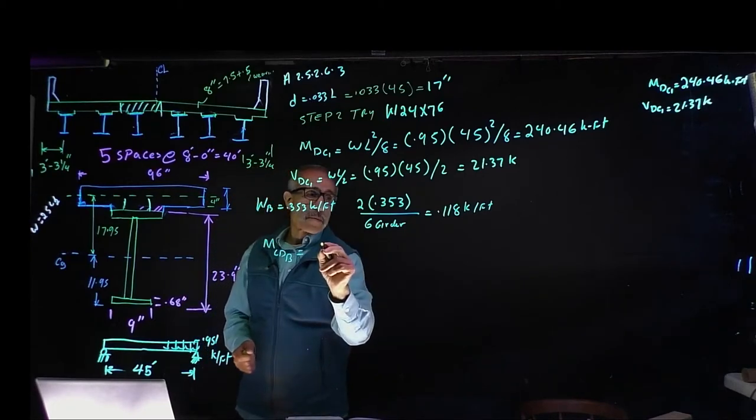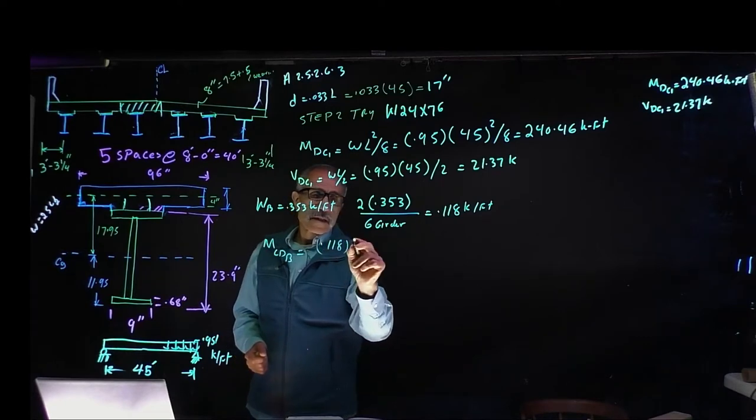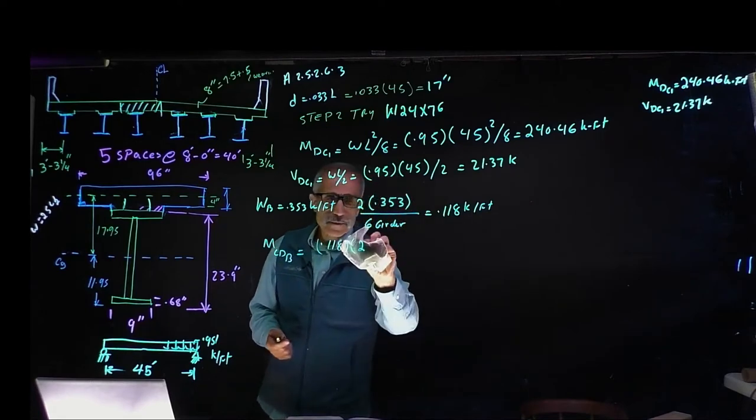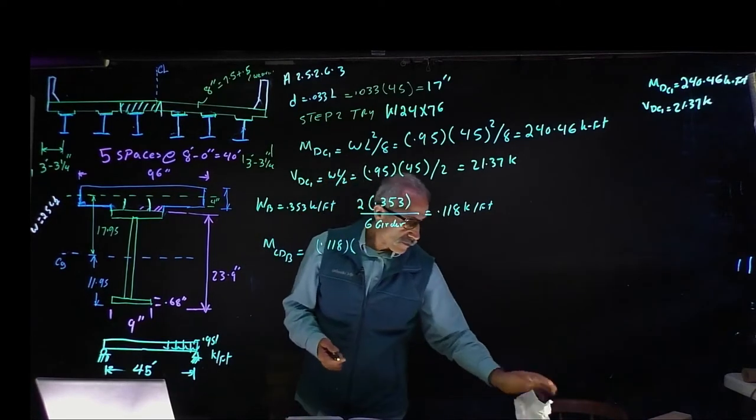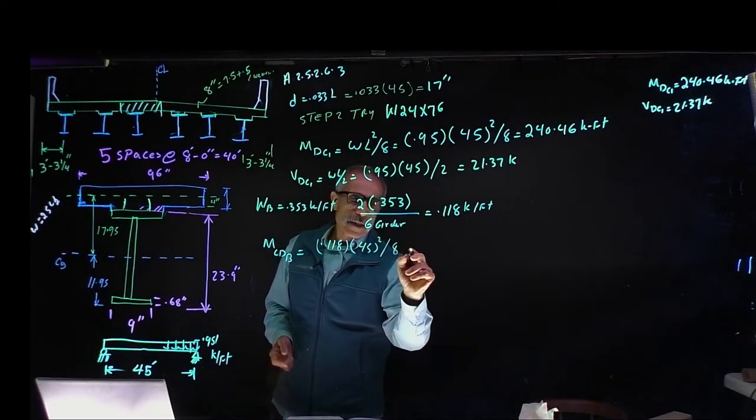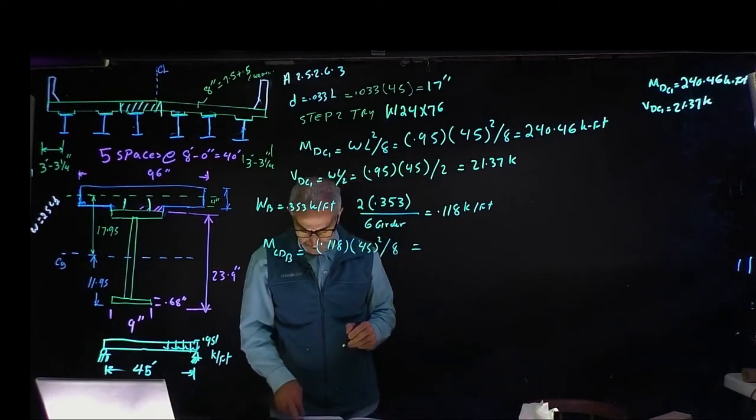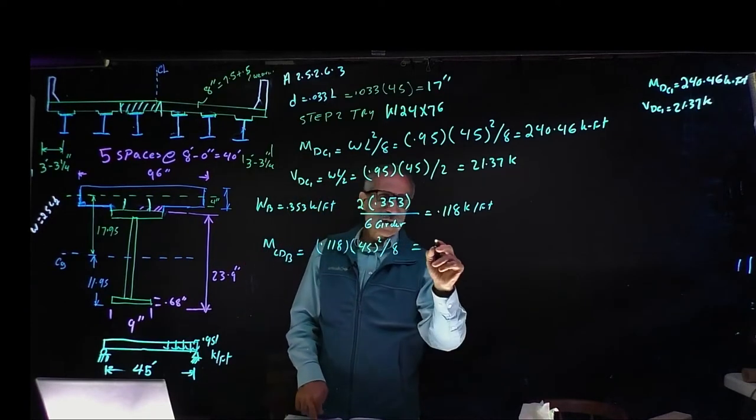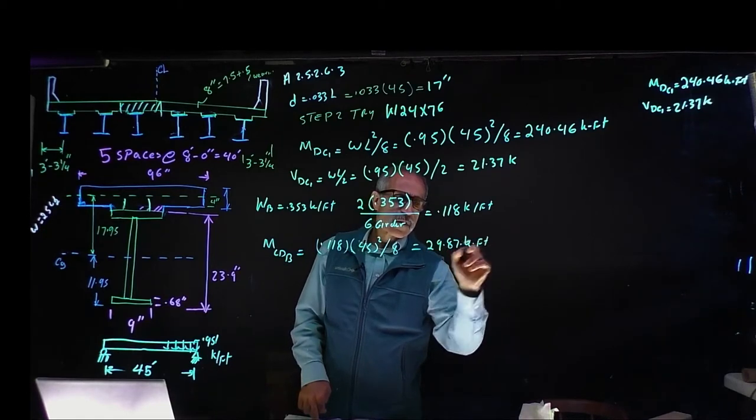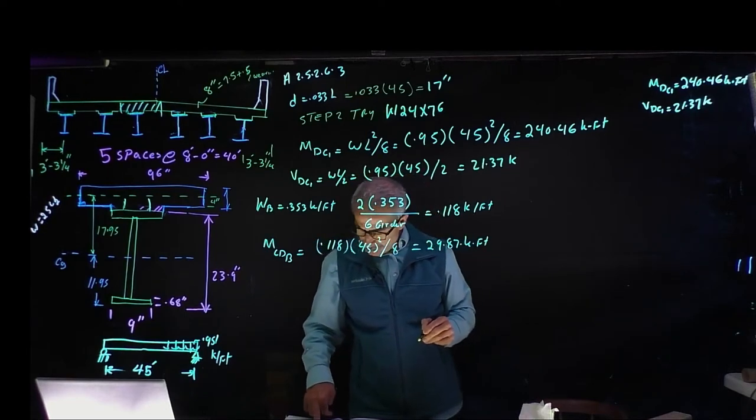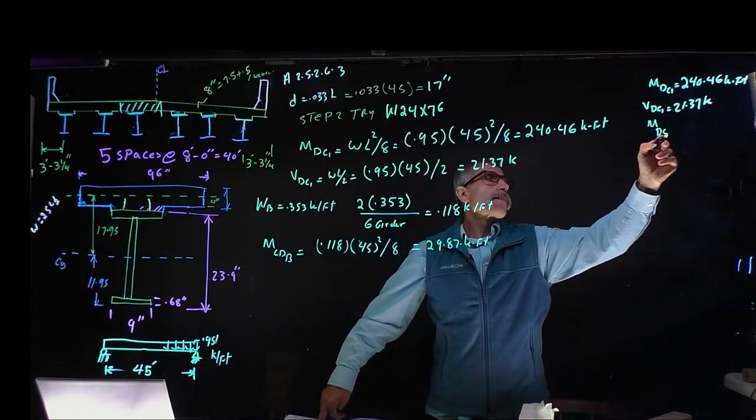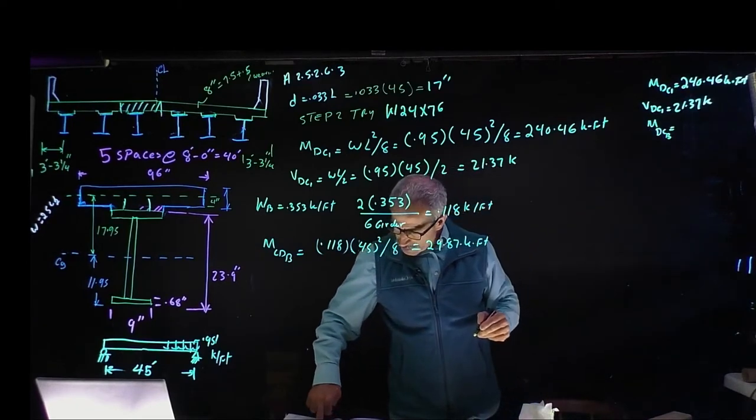So now my moment, MDC barrier, comes out WL squared divided by 8. So it's going to be 0.118 times the span 45 squared, divided by 8, and that comes out to 29.87 kip foot. So I'm going to say MDCB comes out to 29.87.